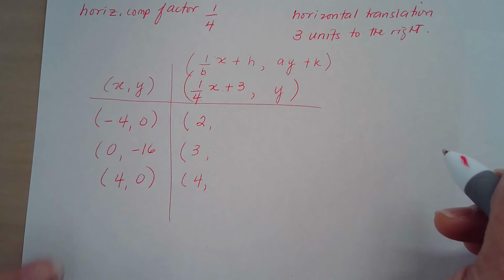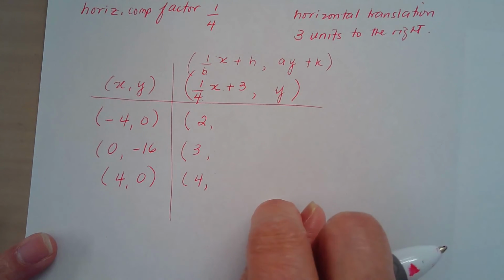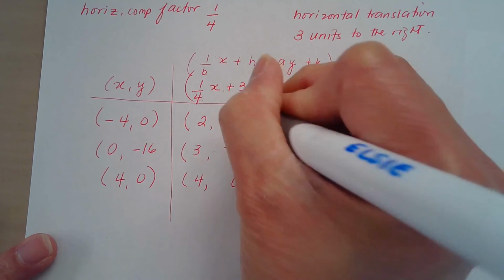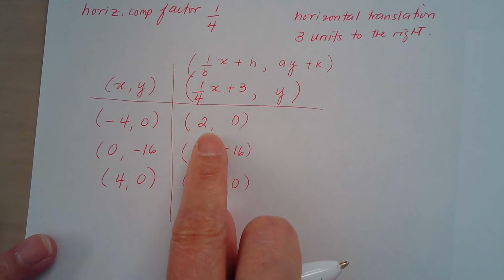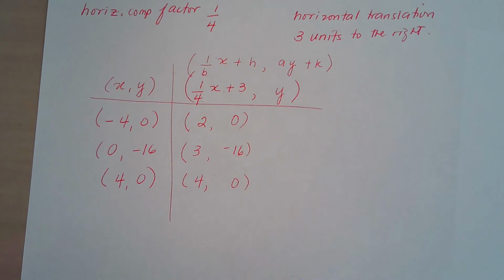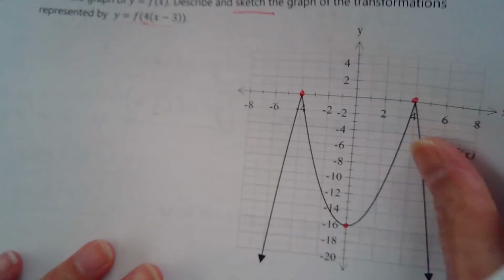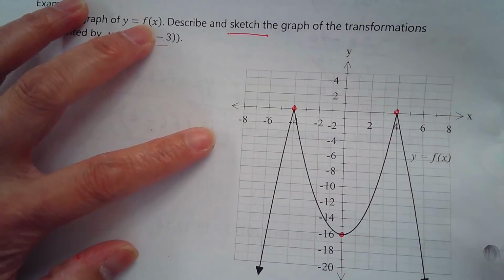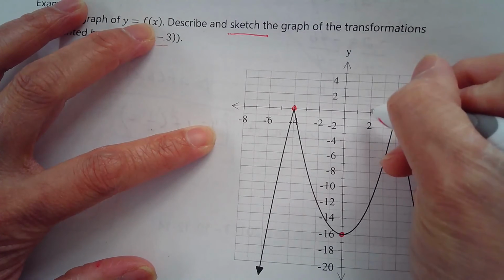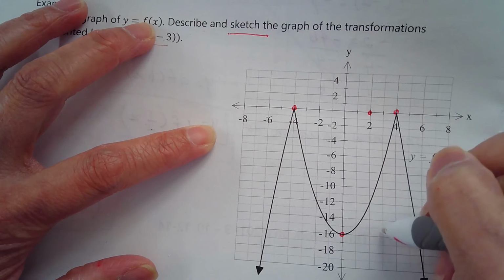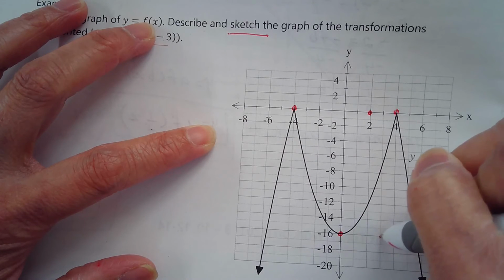And then the y's don't change, so it's going to be 0 still, negative 16, and then 0. Okay, good. So now these are the points. Let's put those values into our graph. So now it's 2, 0, right there. And then 3, negative 16 right there. And then 4, 0.